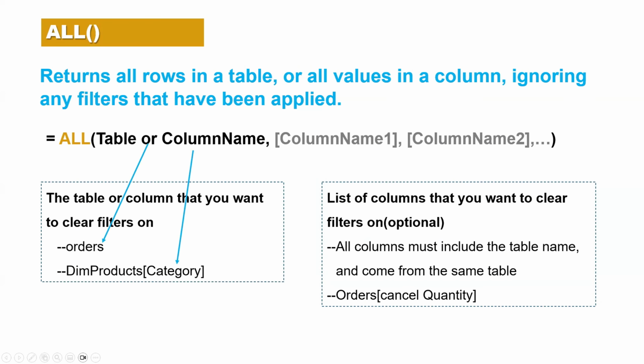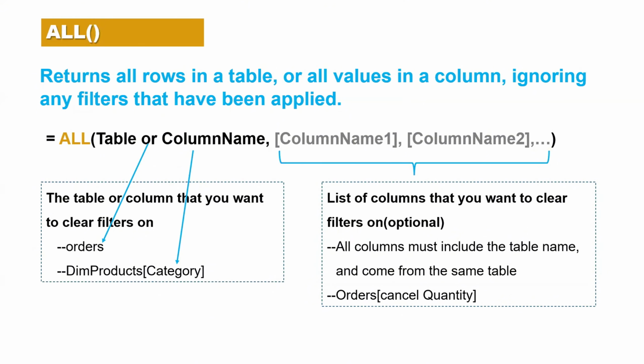One important thing to keep in mind is that ALL does not return a single number. It returns a table, or a subset of a table. Because of that, you'll almost never use ALL by itself. Instead, it's typically used as a component of other functions, most commonly inside CALCULATE. There is also an optional second set of arguments where you can list additional column names. If your first argument is a column, you can specify more columns to clear filters on. The key restriction here is that all of these columns must be fully qualified.